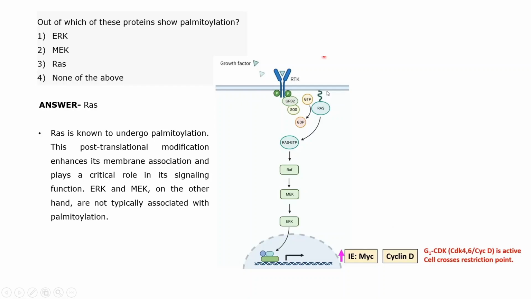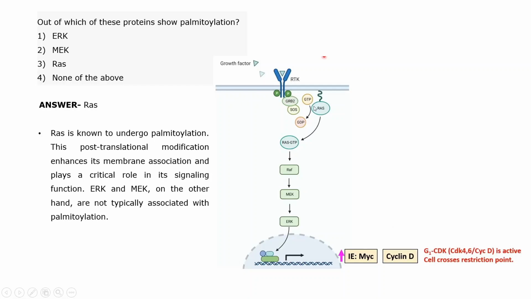Whenever it is palmitoylated, it binds to the plasma membrane because it carries a lipid chain, right? Palmitoyl group, palmitoyl-CoA, you might have heard. So it helps to bind to the plasma membrane. Whenever any growth factor comes in, the receptor tyrosine kinase gets phosphorylated. It undergoes autophosphorylation, and other proteins like GRB2 bind to it, and this enables the transfer of GTP to the RAS protein, which is palmitoylated.